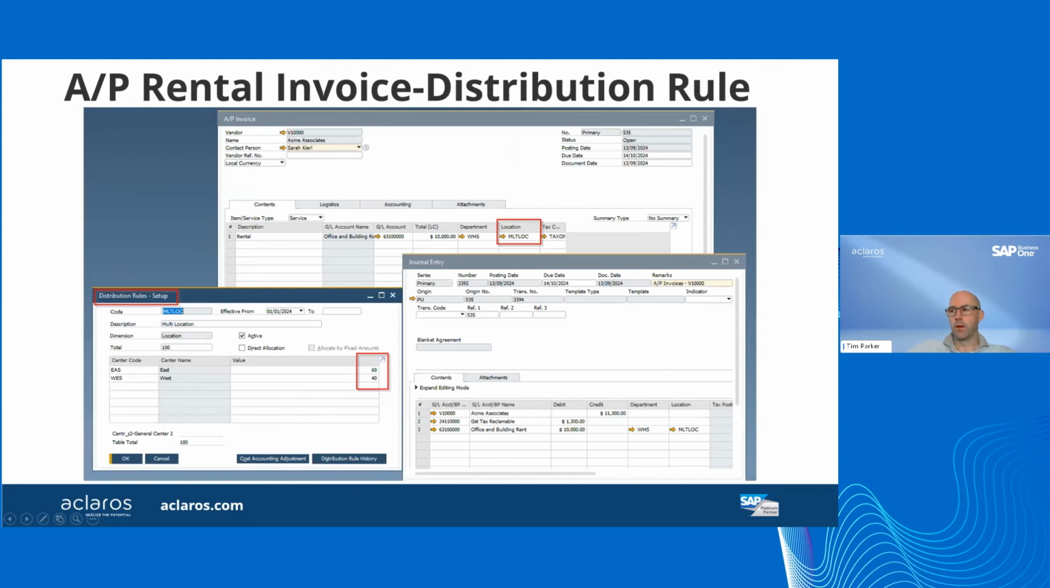If you look at another one with a distribution rule, this one's multi-location. As an example, this multi-location we set up, 60% of any cost or revenue would go to the East location, and 40% will go to the West location. So if you did an invoice here, this is an example for building rent, $10,000. What then would happen is the full 10,000 goes to the office and building rent GL account. But in terms of a cost center report, 60% is going to the East location and 40% to the West location.